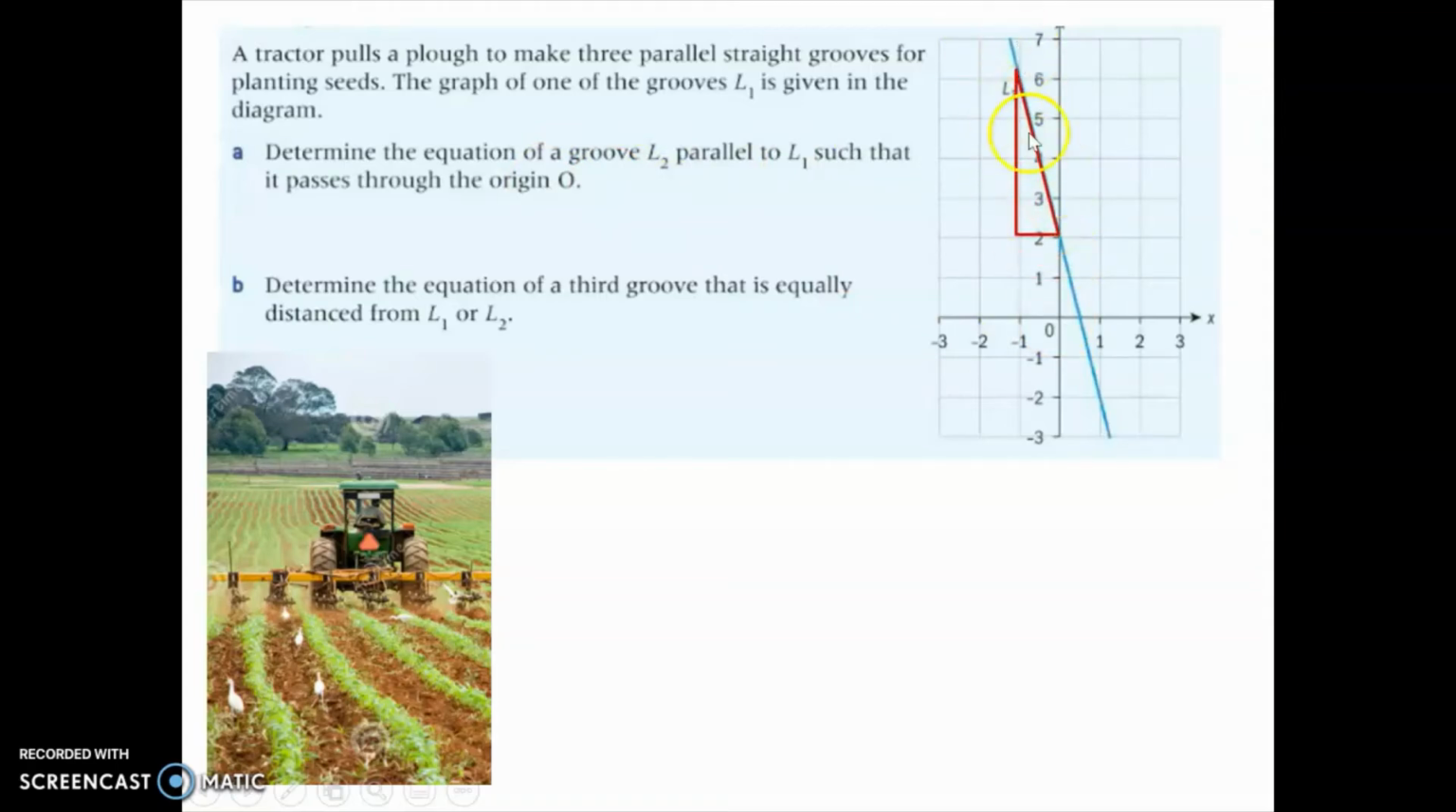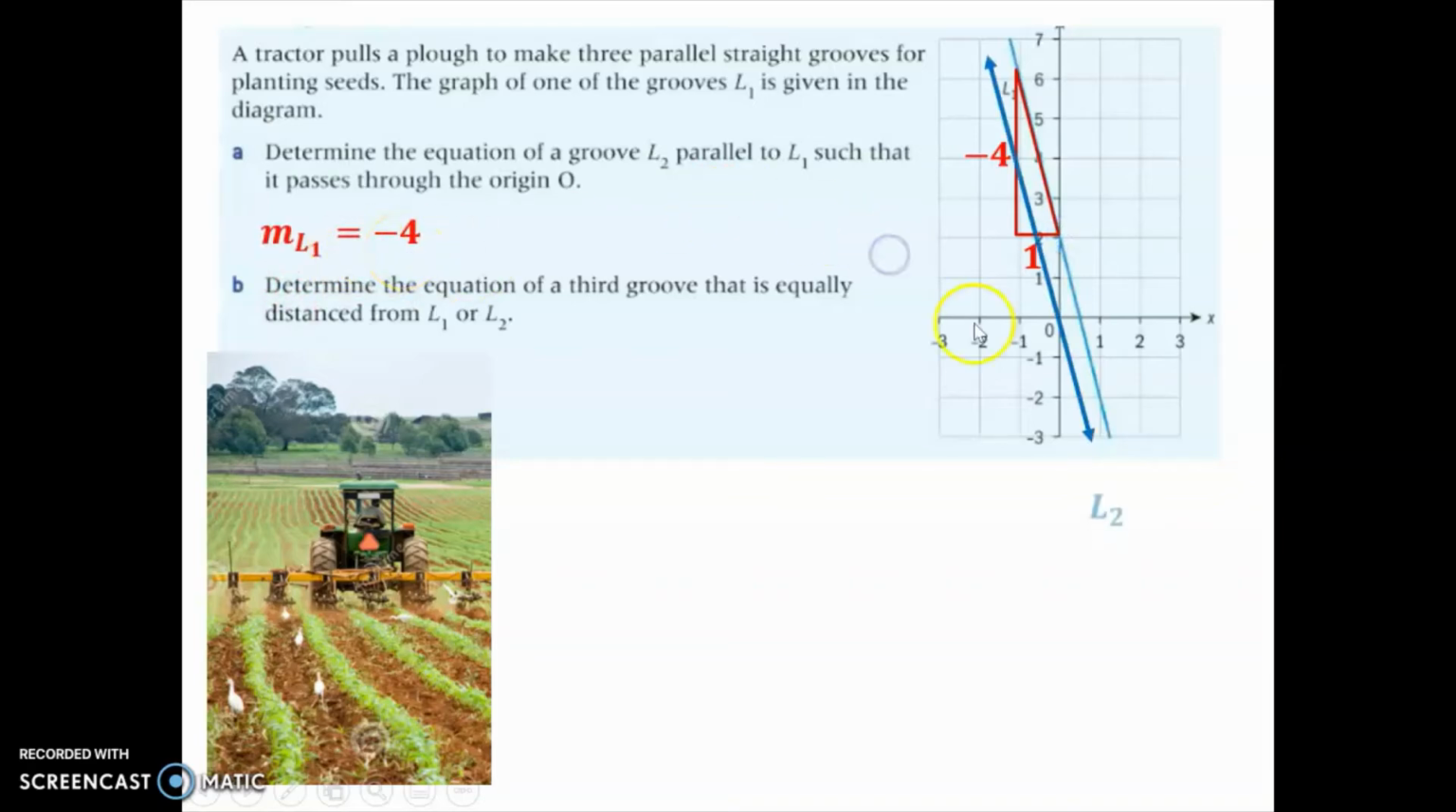First of all, find the slope of line 1, because if there's going to be parallel grooves, they'll all have the same slope, right? What's the slope? And I'm drawing a little slope triangle here. Okay, the slope is -4 over 1. It goes down 4 over 1. So that's the slope of line 1.